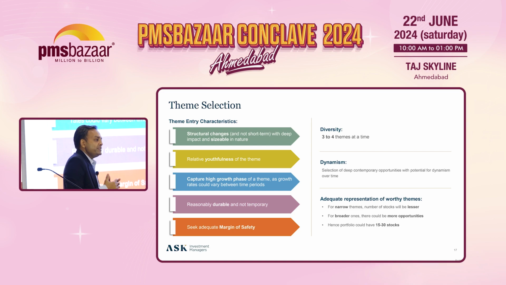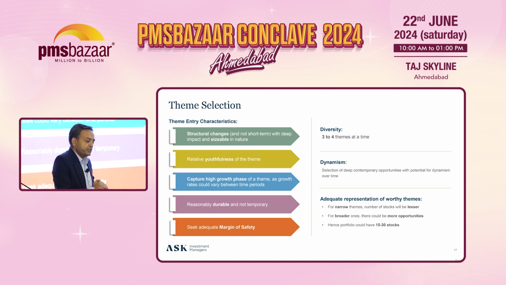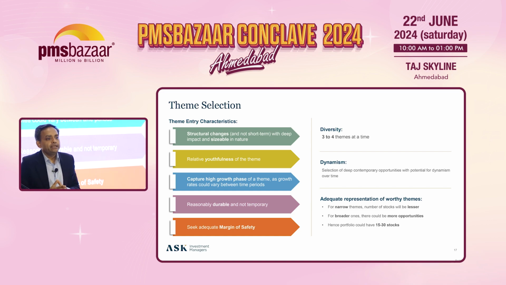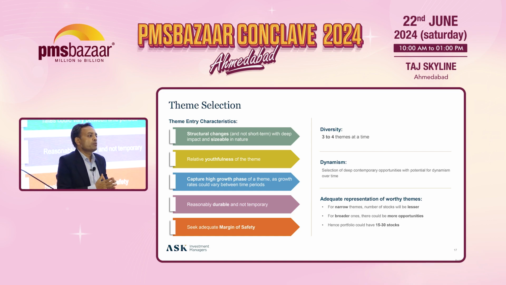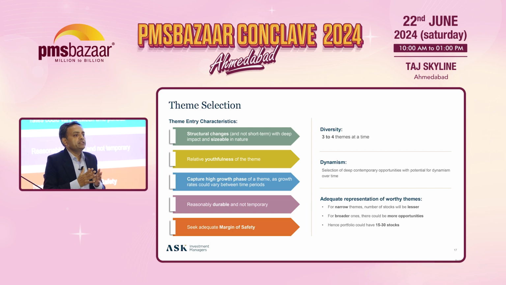Now, how do we select themes? What are the key criteria? Firstly, there needs to be a structural transformation underway in the theme or the sector. Only when there is structural transformation are we going to see these very high growth levels.